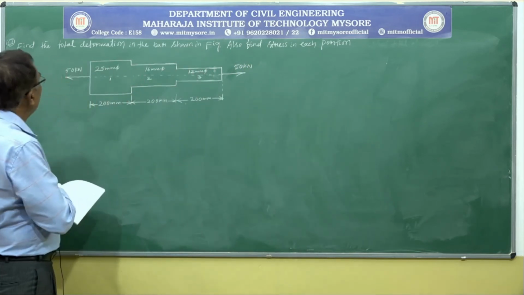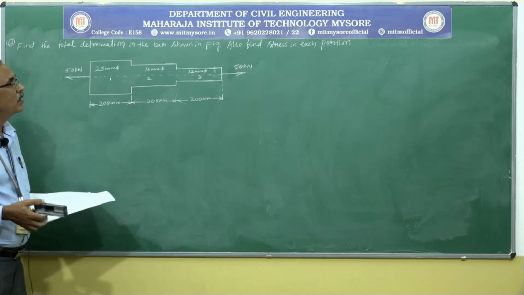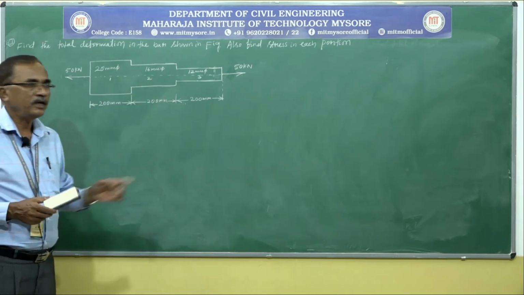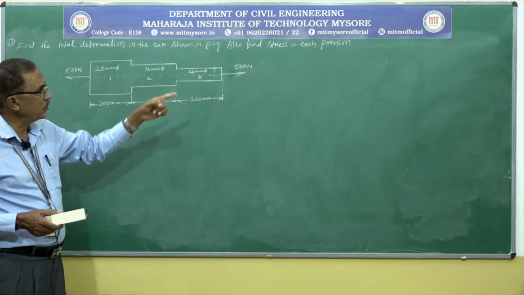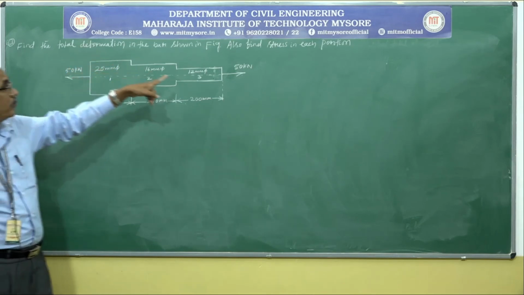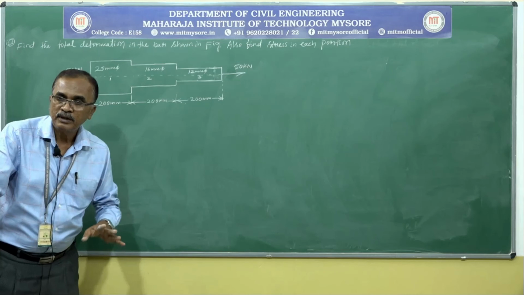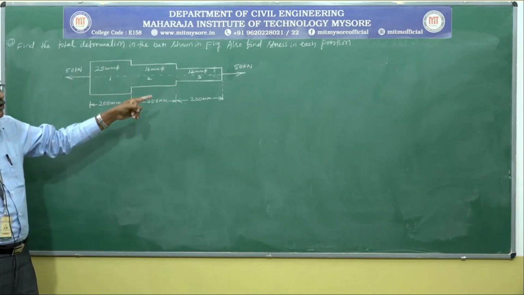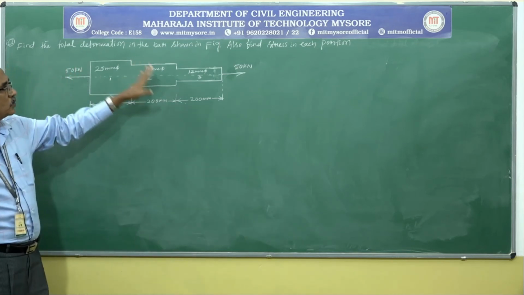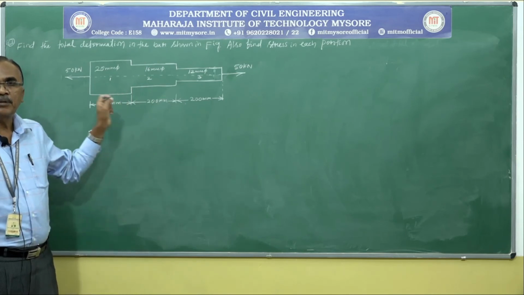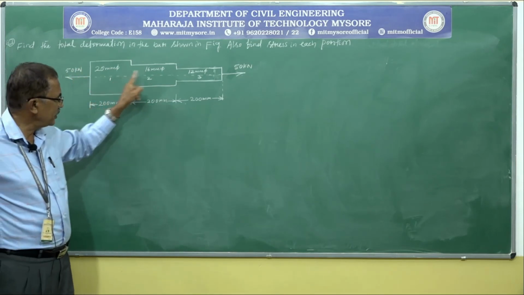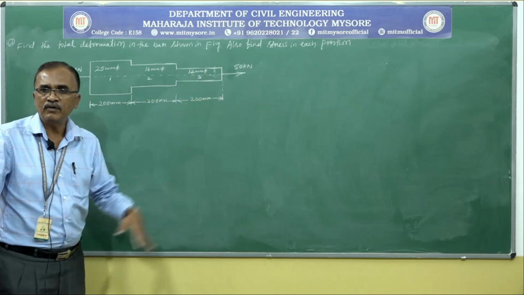We are asked to find the total deformation and also the stress in each portion. A bar of varying cross section is subjected to an axial tensile load of 50 kilonewton, with the diameters of different portions given. As the bar is subjected to a single axial, equal and opposite pull, there is no need to draw the free body diagram. Consider the bar as it is. The diameters D1, D2 and D3 are given, so you can calculate A1, A2 and A3.